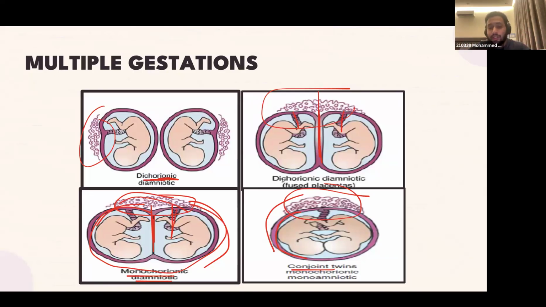5 to 7 will be monochorionic, diamniotic. Okay, one placenta, two amniotic sacs. Okay, this is 5 to 7. 8 to 12 will be mono. One placenta, one amniotic sac. So they'll be together, swimming in the same sac. Conjoint, meaning that they're going to share the same body. Okay, this will be after 15 days. Is this clear? Okay, perfect.